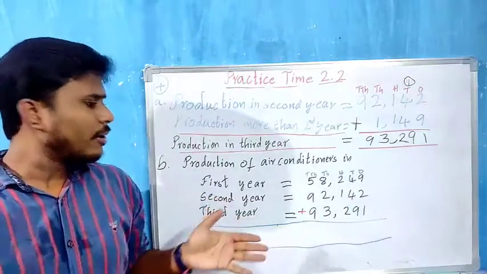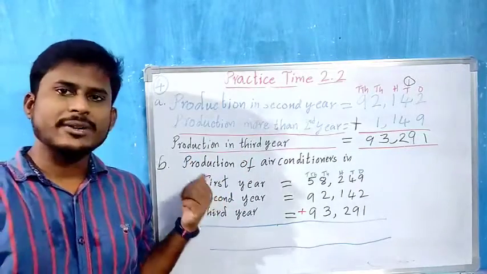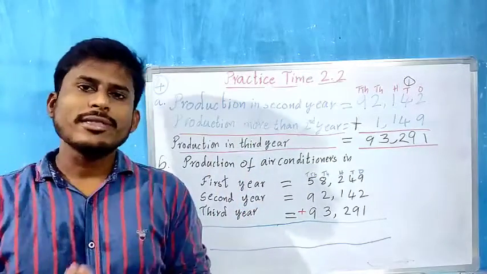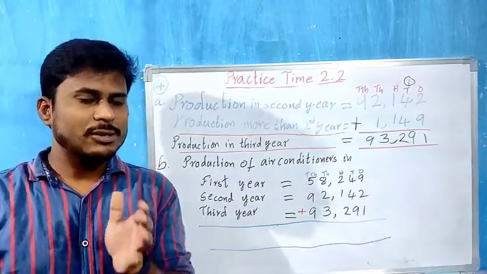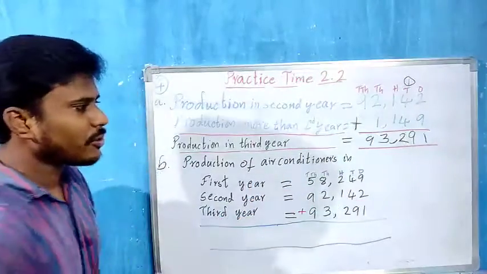I have arranged the production of air conditioners in the 3 years in this way, children. This will be our addend 1, this is our addend 2, this is our addend 3. When we add all the addends, we will get the final answer. The result of addition is called sum or total. Now let us start adding from the ones column, children.